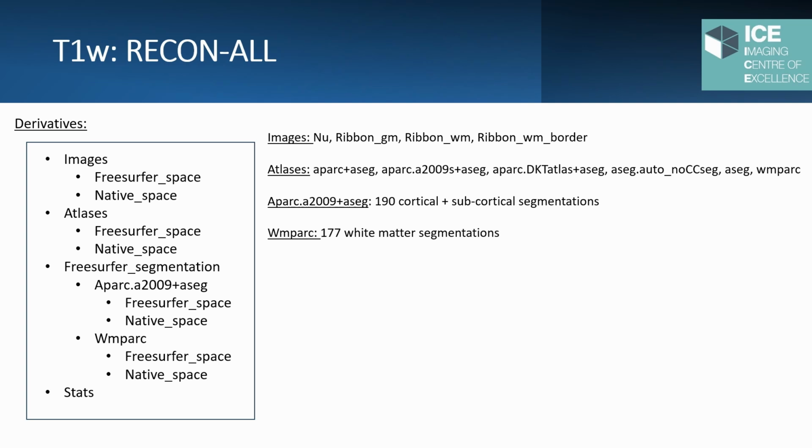So this includes the APARC plus ASEG atlas, the APARC 2009 plus ASEG atlas, the APARC DKT atlas plus ASEG, the ASEG Auto, NoCC-SEG, ASEG, NW, and PARC atlases. Two of these we also output as individual parcels. So the APARC 2009 plus ASEG atlas. This is a cortical and subcortical parcellation of the brain. It includes 190 different parcels. And then we also output the white matter segmentation atlas as individual parcels. This is 177 different parcels.